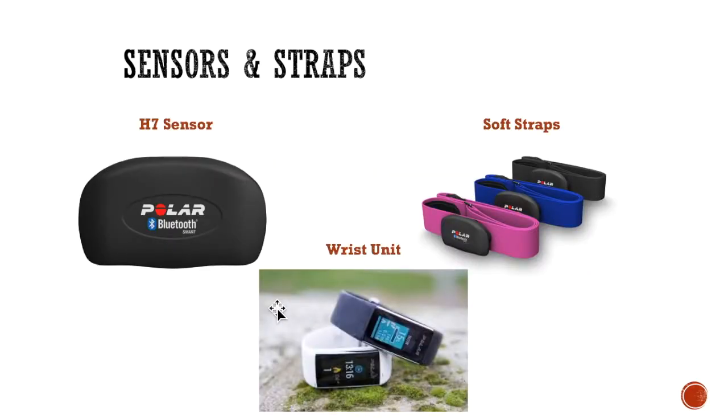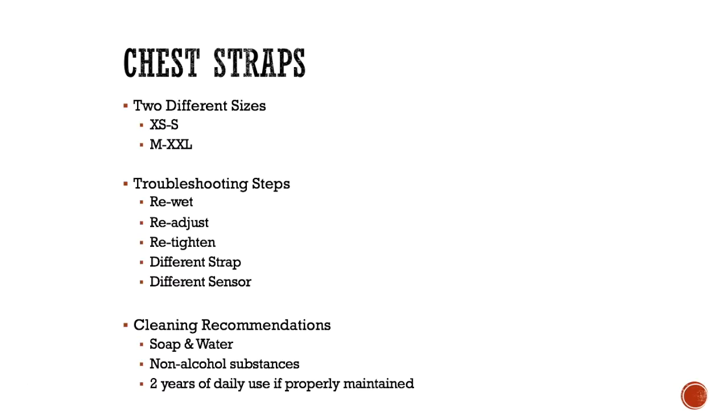I already talked about the wrist base and the sensors, and there are different types of sensors and straps that you can get. There are lots of things we need to talk about in regards to troubleshooting. In fitness and instruction, you'll be able to troubleshoot these things live because you actually have to wear them. Make sure that you wet the strap before you put it on, that you readjust it and tighten it. If you can't get it to work after adjusting, tightening, and re-wetting it, then grab a different strap or try a different sensor.